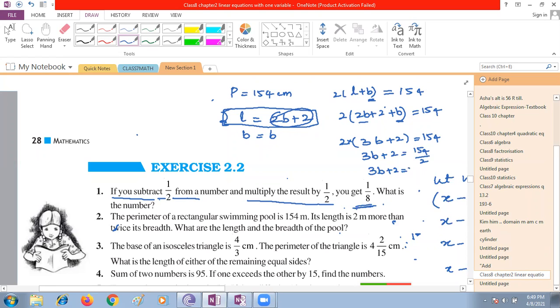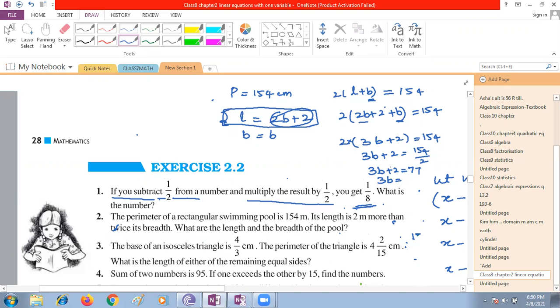72. Yes, 70. Yes or no? What is half of 154? 77. Who is telling 72? Ma'am, me, my mistake. Okay, no problem. But you see the number: half of 150, half means 75. Half of 4 means 2. 75 plus 2 is 77.